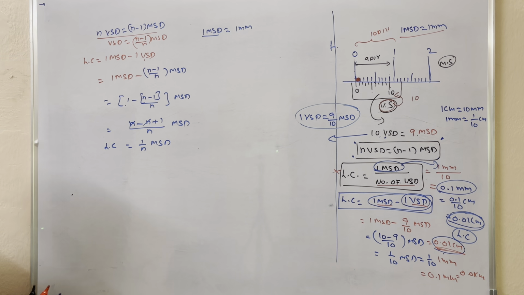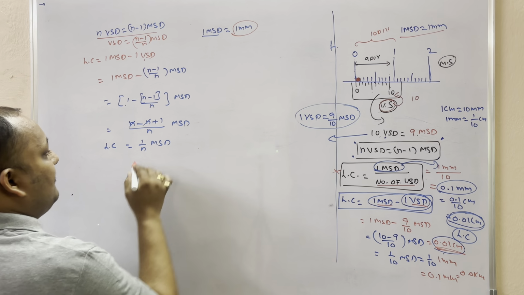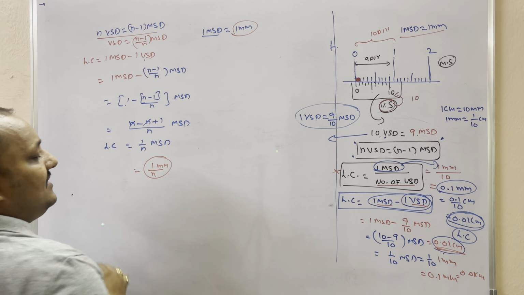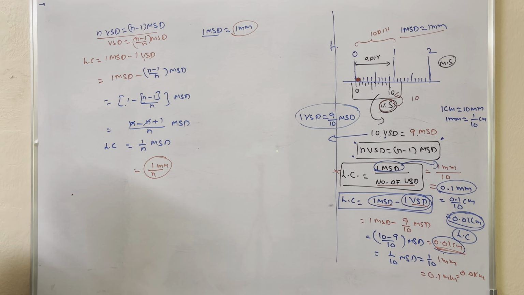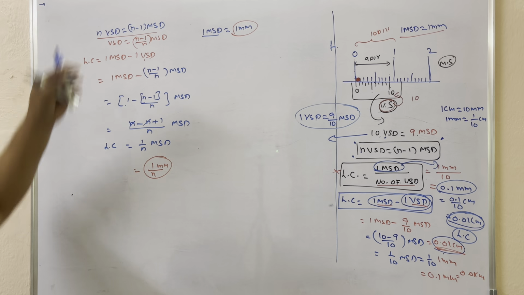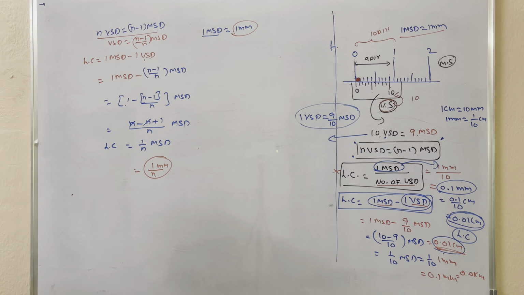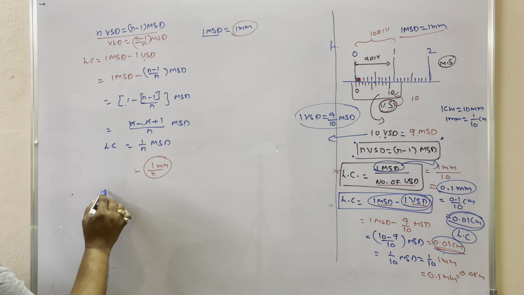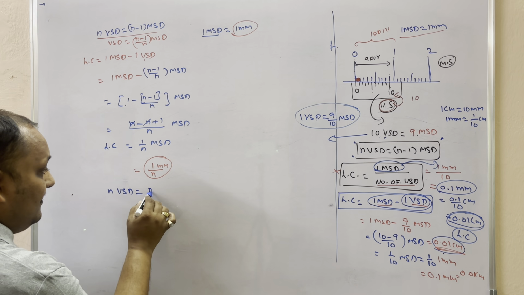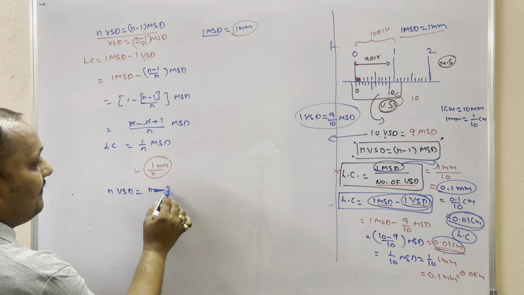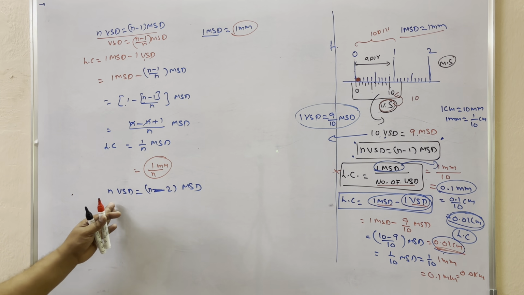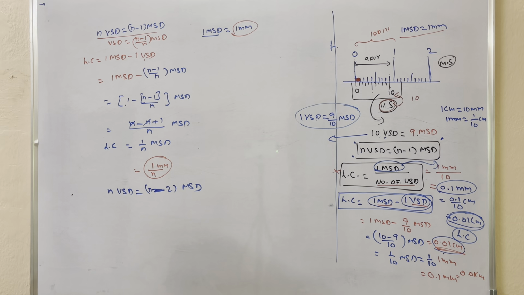Now what is the 1 MSD value? 1 mm. Therefore 1 mm by n. This is 1 by n millimeters. If they are asking in centimeters, we just have to convert. This one we did like this. So in the exam, they may ask n vernier scale divisions equal to n minus 2 MSD.